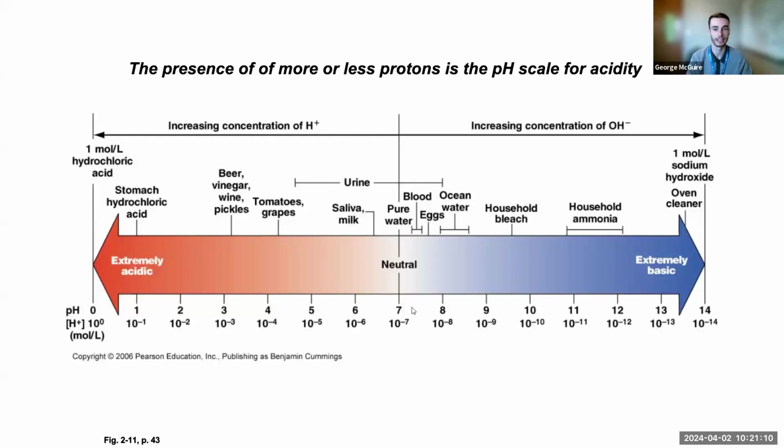Okay, and this was just showing some common solutions and where they fall on this pH scale. So the hydrochloric acid in your stomach is extremely, extremely acidic, which is why it needs to be buffered immediately when it moves into your small intestine by your bicarbonate from your pancreas. Okay. Household ammonia and oven cleaner bleach tends to be really, really basic. So it will take away free protons from whatever solution or space it's being added to.